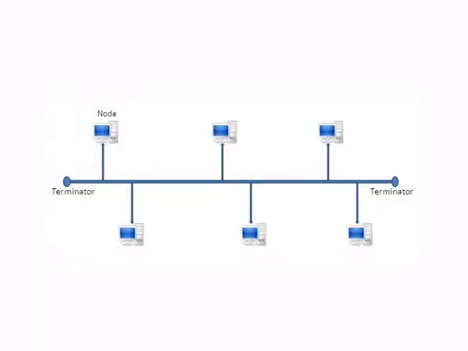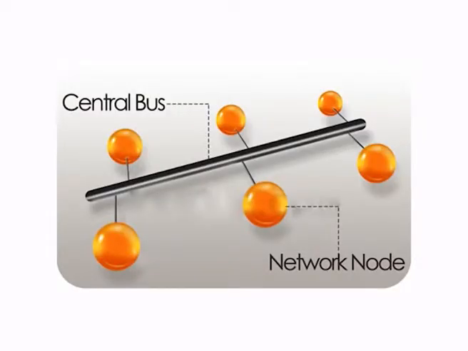But the major disadvantage with bus topology is that when the cable fails, the whole network goes down. If two nodes transmit data at the same time, data collision is possible.